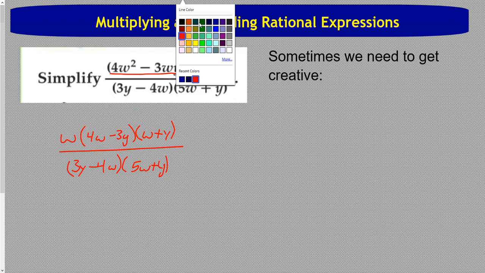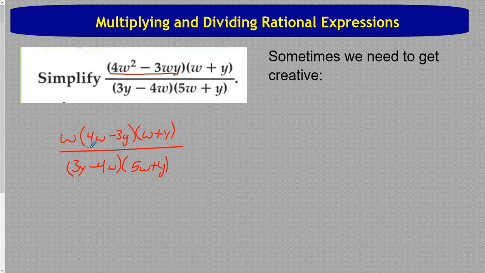You'll see that 2 of these are very, very similar. 4w minus 3y and 3y minus 4w. The signs are just switched. So if I rewrite the bottom but with a -1 out front, I factor a -1 out of this, that can become -3y plus 4w, right? Or 4w minus 3y, which is the same as this guy. So we're going to do that.